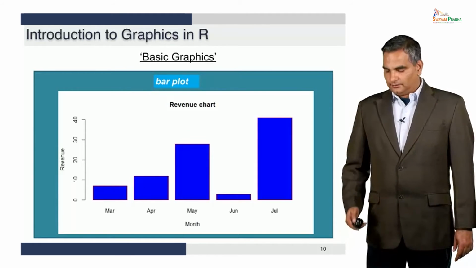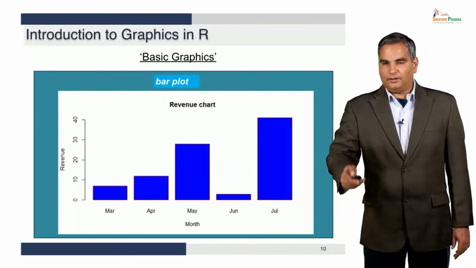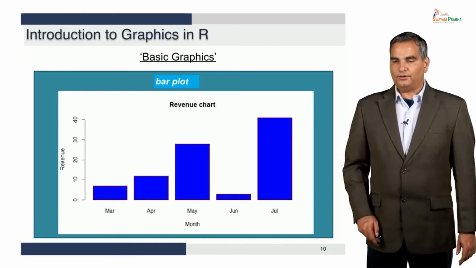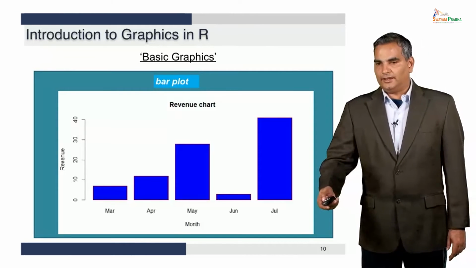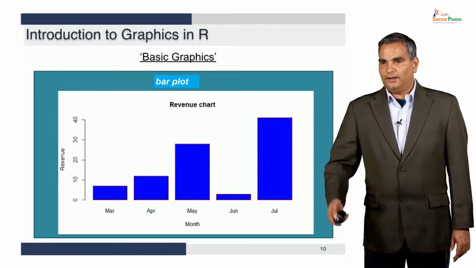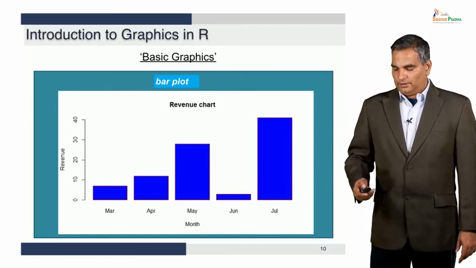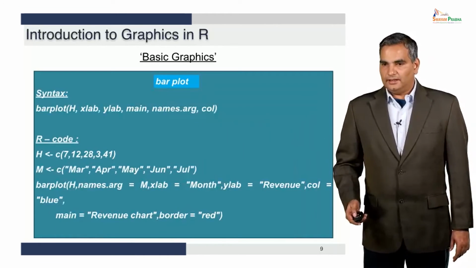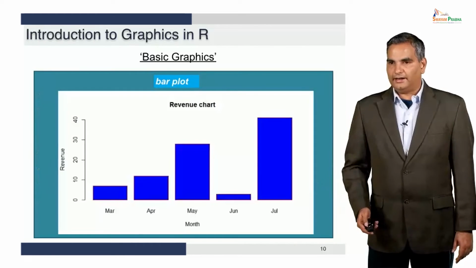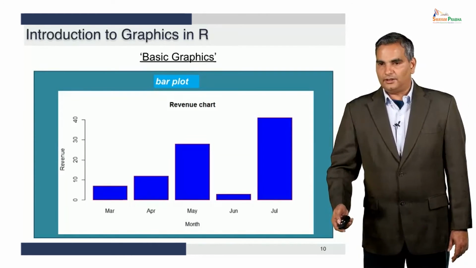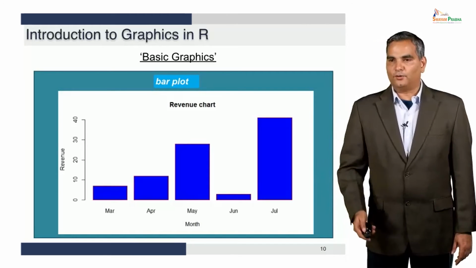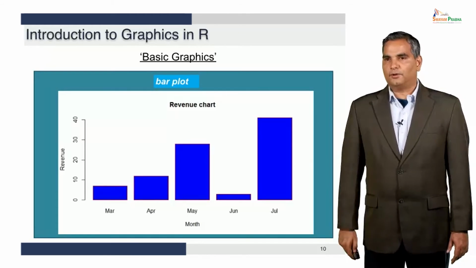As you notice here, on the y-axis you have the revenue values with the correct Y label, revenue. On the x-axis you have bars for each of these months, March, April, May, June, July, and you have the revenue chart title. Now in the previous slide we had seen that the columns are in blue and the borders are in red. So if you notice this picture here, each of these bars is blue and there is a red border around each of these bars. So that is how this bar plot looks.